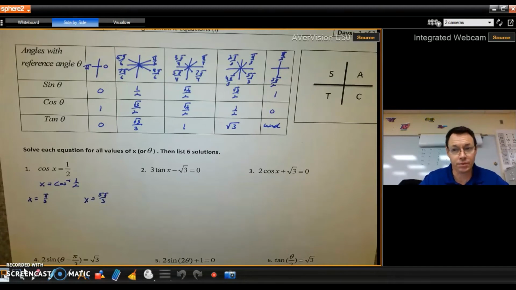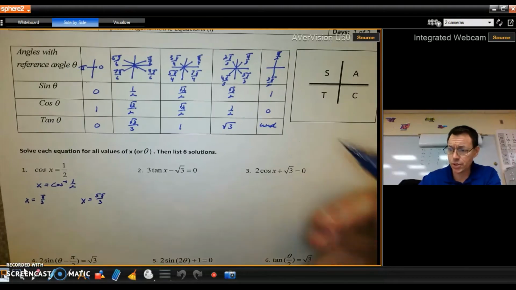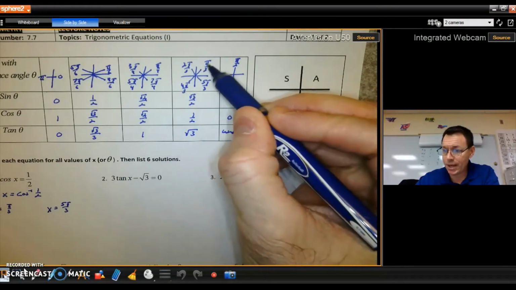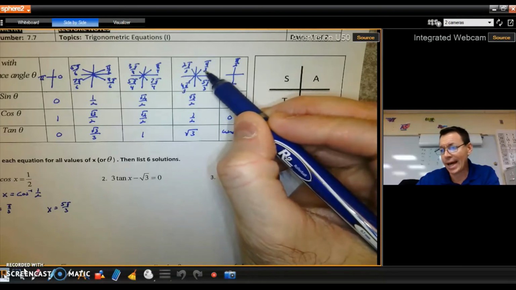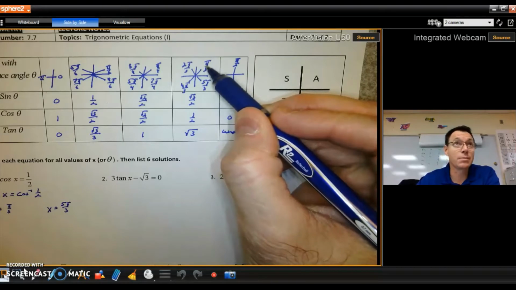Okay, so we need both of them. It's kind of like x squared equals 16. You need 4 and negative 4. You need both the solutions. Well, not only are both of these answers solutions, but if you were to add a complete revolution to pi over 3, so if I added 2 pi to pi over 3, I would get, what would that be?